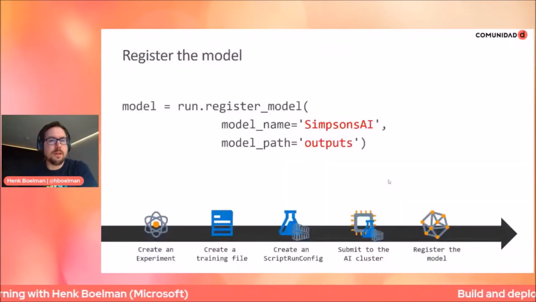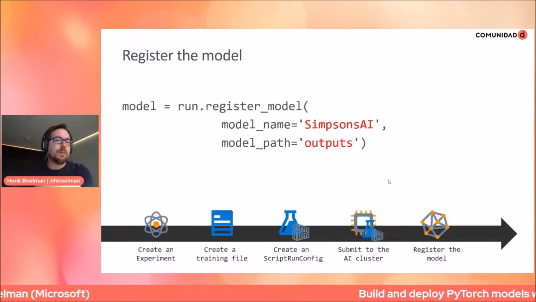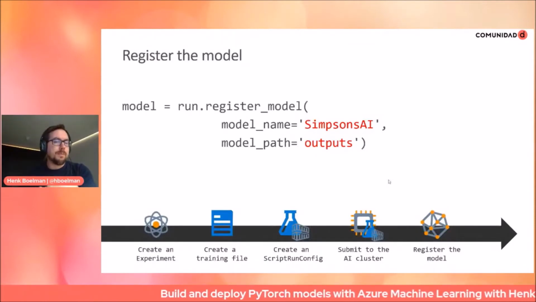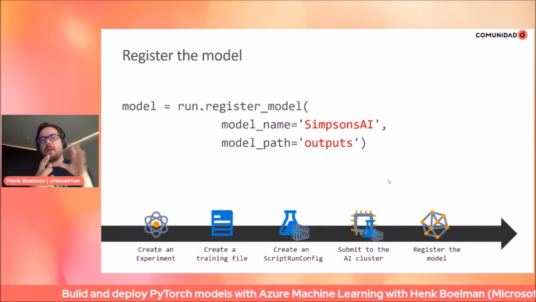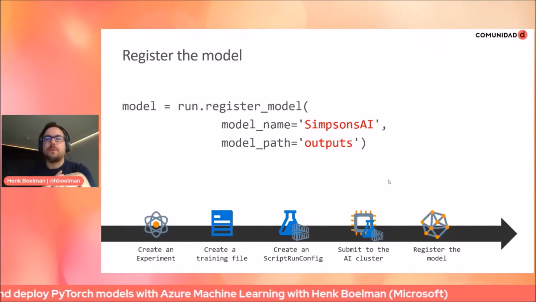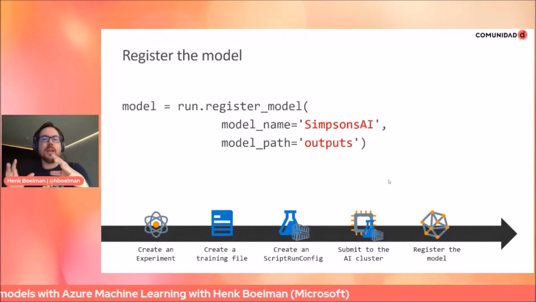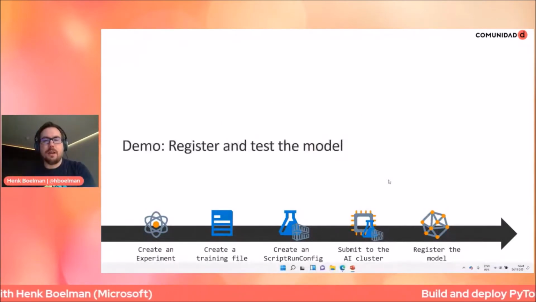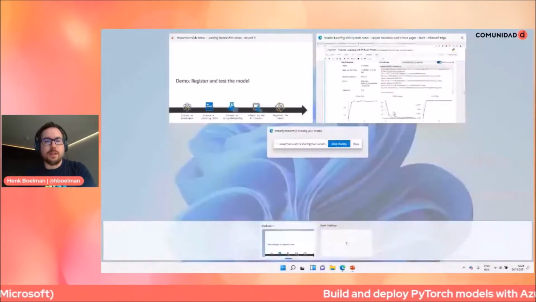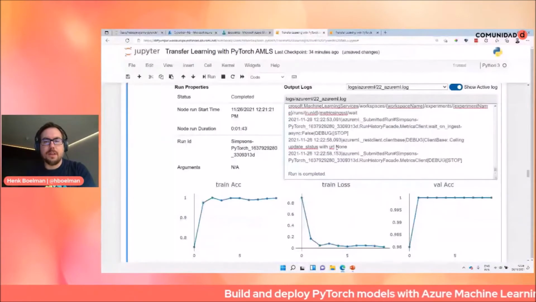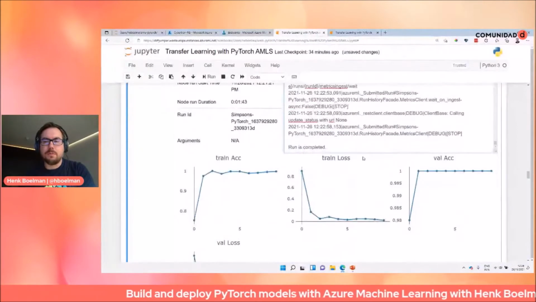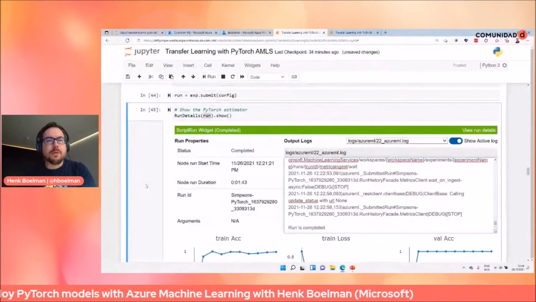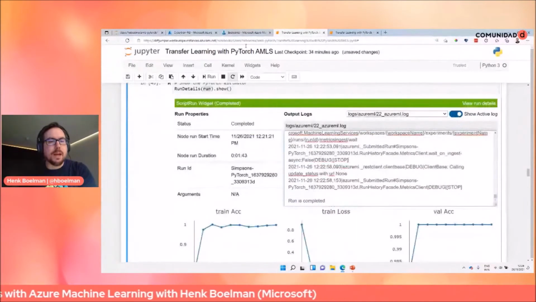So now the model should be done running. I will tell you now what we have to do. We have to register the model when it is done. So here we say run, register our model. We call it Simpsons AI, and you can find the artifacts in the outputs directory. So let's see if our model is done. Yes, the status is completed. Here we should see some more log files, but I will show you them here in Azure Machine Learning.